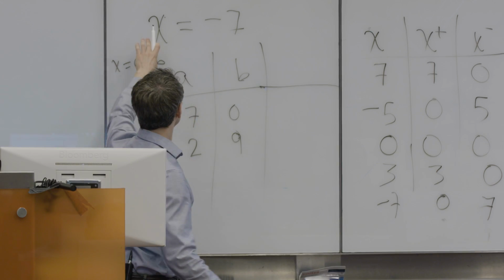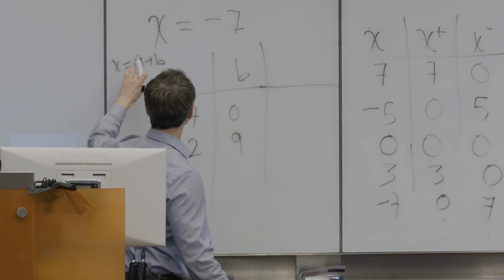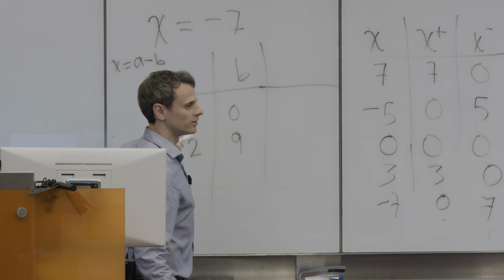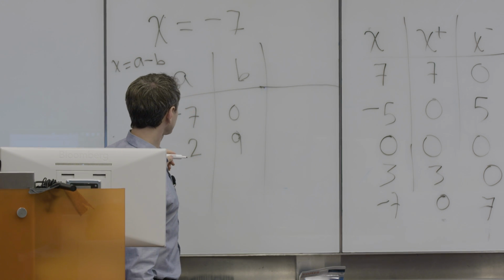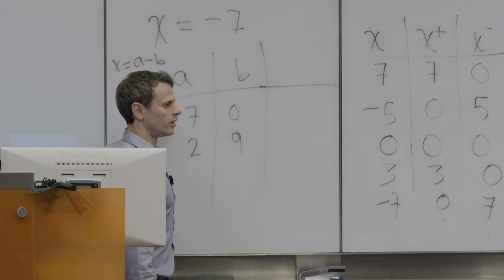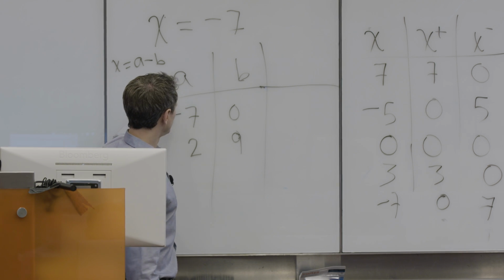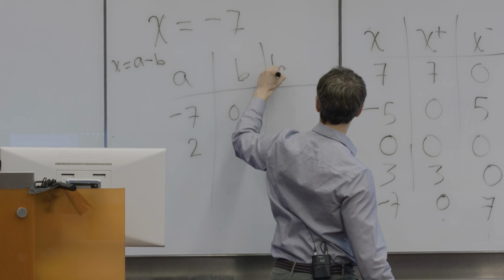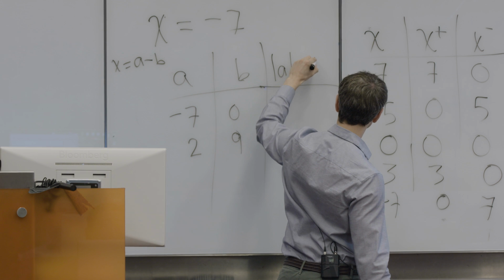Let's make another column. But we want to do a minus b, right? So x, which is -7, should be equal to a minus b. Good, thank you. Let's look at the L1 norm: the absolute value of a plus the absolute value of b.